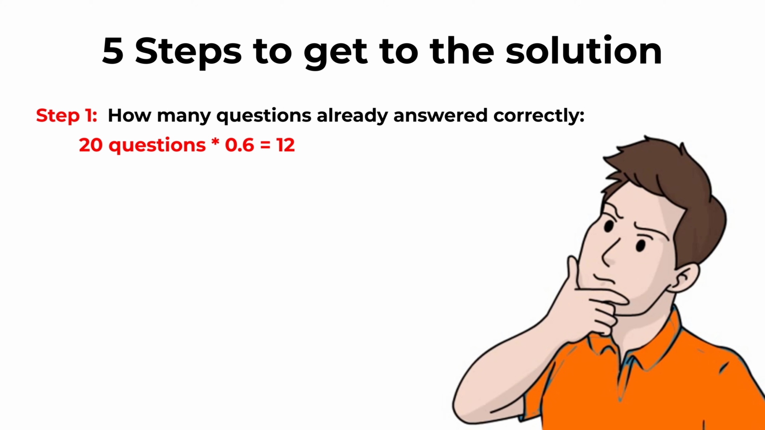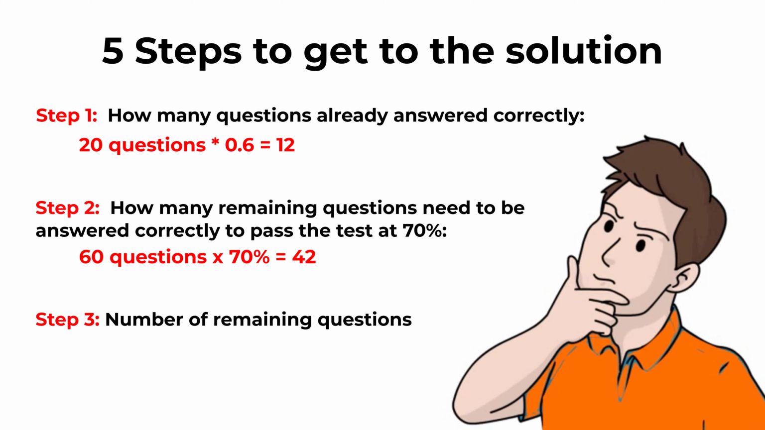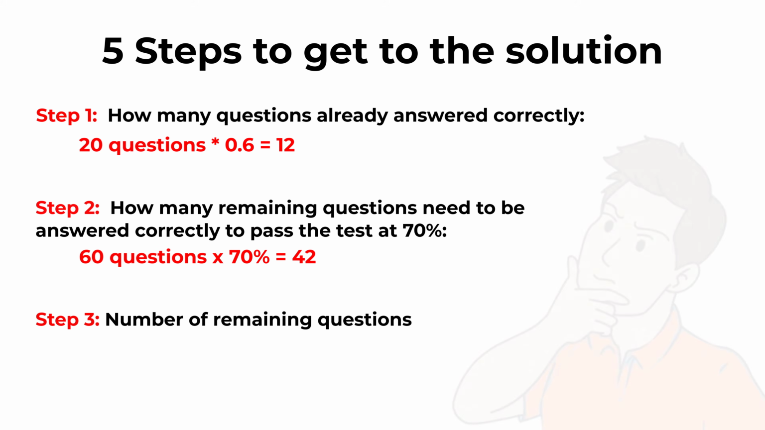In the next phase, we need to determine how many remaining questions need to be answered correctly to pass the test at 70% rate. So if there are 60 questions total on the test and we need to pass it at 70% rate, we will get to 42 questions that need to be answered correctly to get a passing rate of 70%. In the next phase, we need to calculate how many questions remain on the test. To do this, we need to subtract 20 from 60, and it tells us that 40 questions are still remaining.